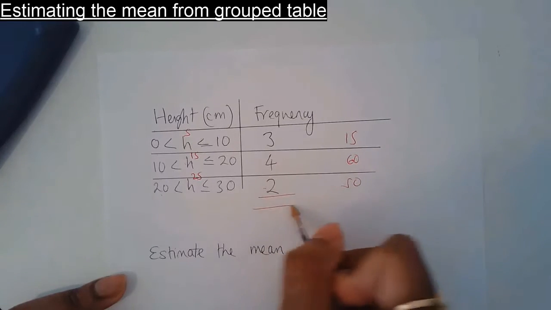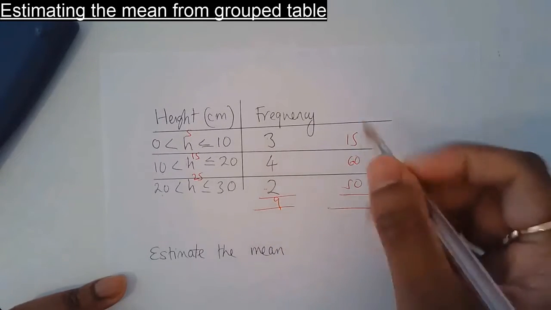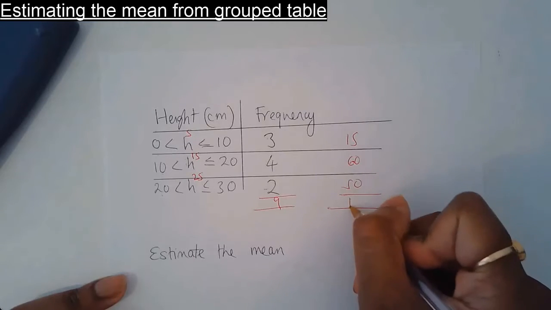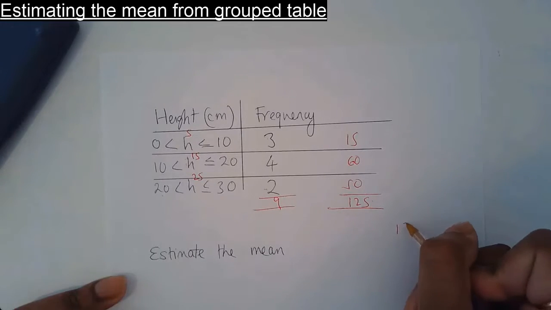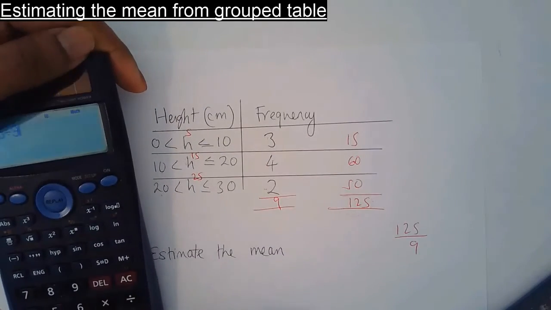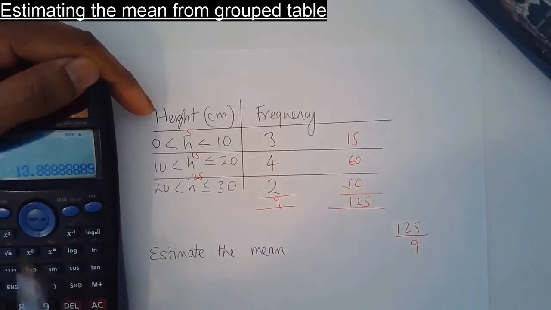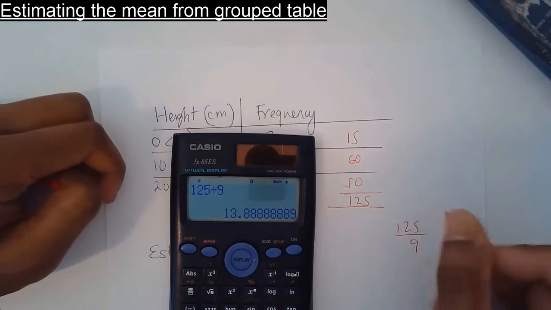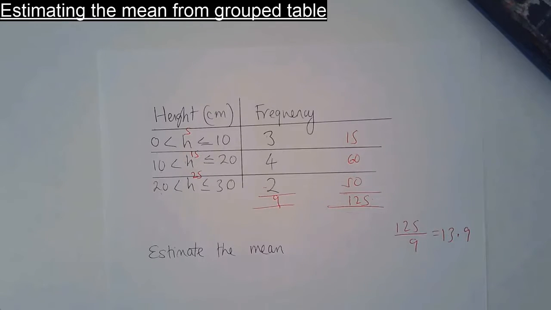Step 3 is to add these 2 columns. 65, 125 there. And then the final step is to divide that one with that one. It doesn't specify how many decimal places, so I'll just round to 1 decimal place, 13.88. So that's an estimate of the mean.